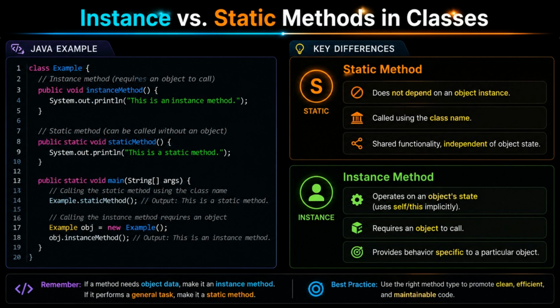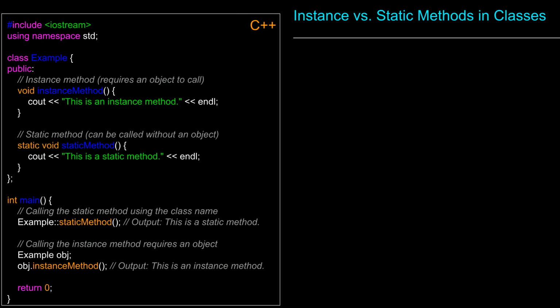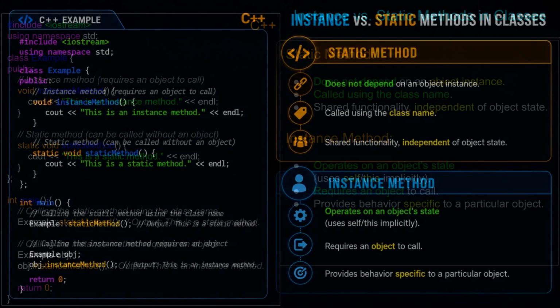Static method is called directly through the class name, Example.staticMethod, with no object needed at all. Instance method, by contrast, requires creating an object first, obj.instanceMethod, since it's tied to that specific object's state rather than being shared, class-level functionality. Here's that same instance versus static distinction in C++.